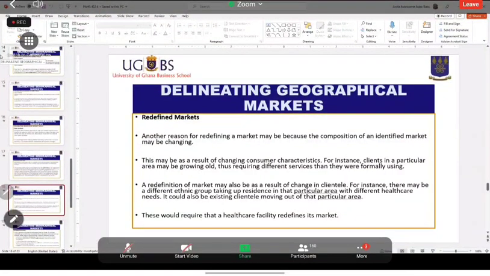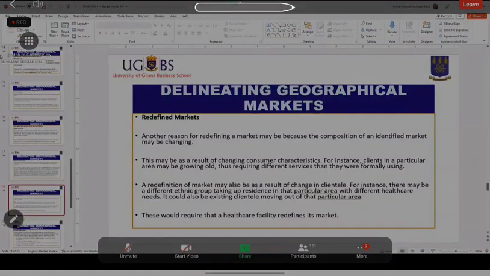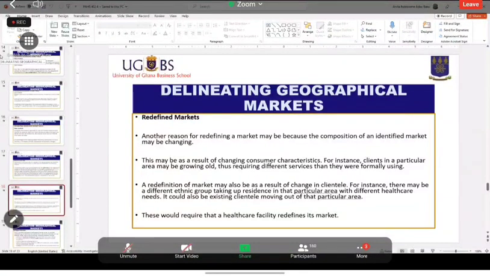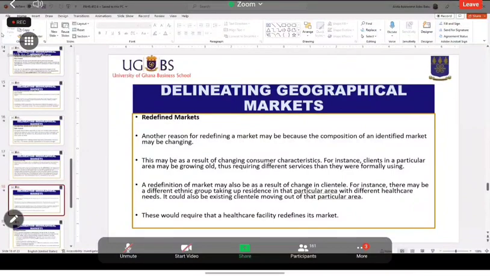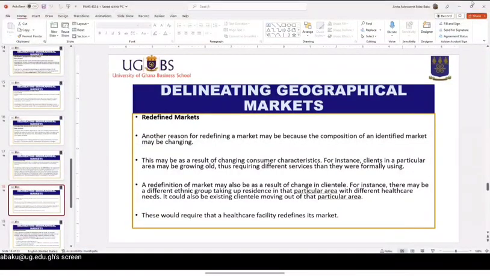Sometimes you also have to redefine your market because of changing clientele. And so maybe you may be in a particular area where you have people from a different ethnic group coming all together, and their health needs may be peculiar. I don't know whether you've done or are doing socio-cultural dimensions of health. You see that there are a lot of social and cultural factors that influence health. And so if you have people from a different ethnic group or a different area joining you, then you may have to redefine your market.